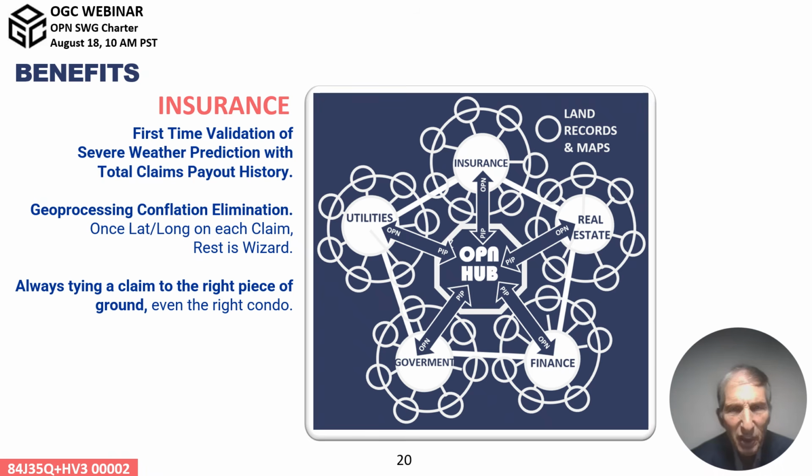And for insurance, the impact is possibly the most immediate and greatest of all, with first-time validation of severe weather prediction with total claims payout history. Once there's a lat-long on every claim, the rest is just a wizard, and we always are tying the claim to the right piece of ground, even the right condo.